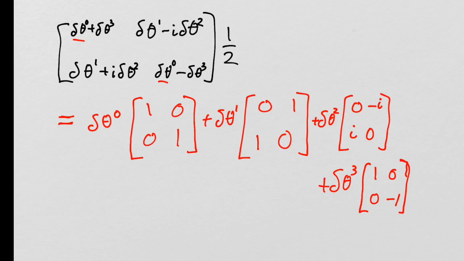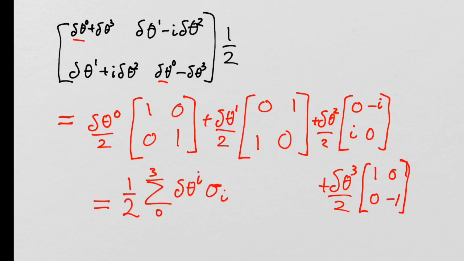But I have this 1/2 here that I'm dealing with, right? So I've got to put theta over 2, over 2, over 2, and over 2. And this just gets me to this expression right here, where now this is, of course, sigma 0, sigma 1, sigma 2, and sigma 3. And that was sort of the goal, to show how M can always be expressed in this form.